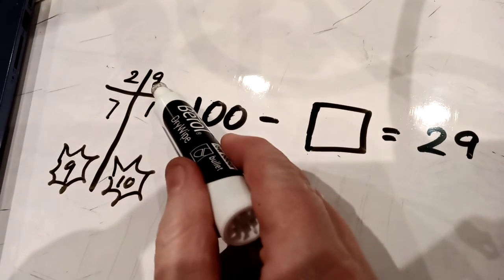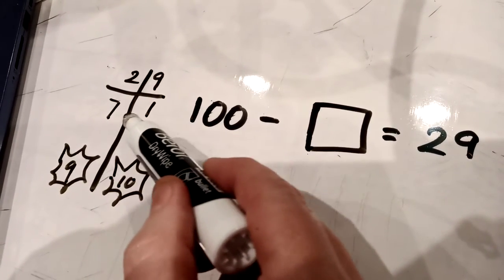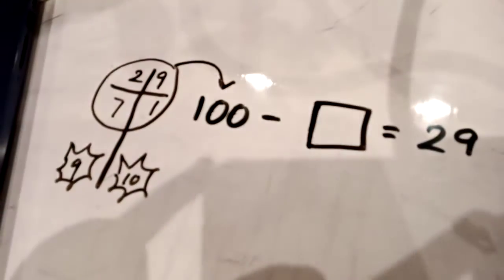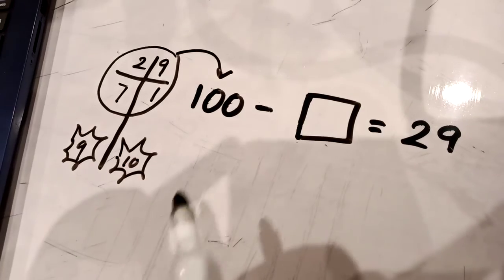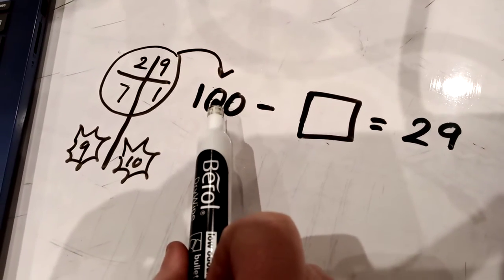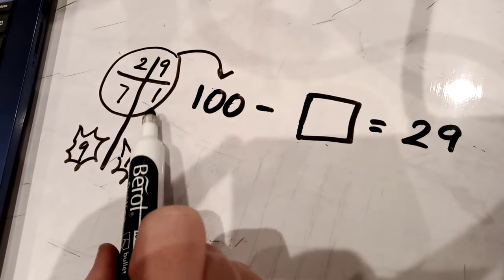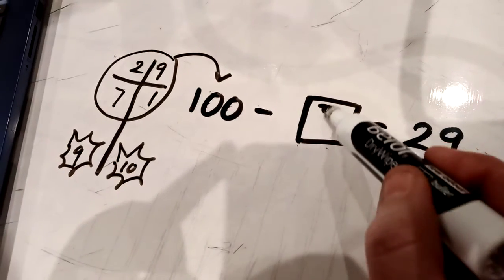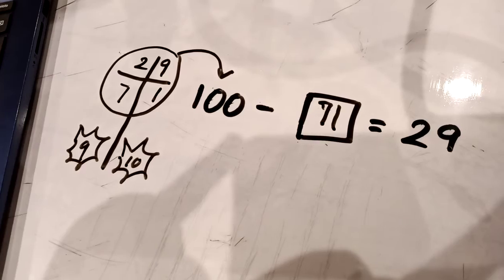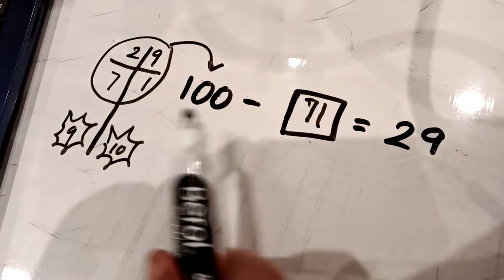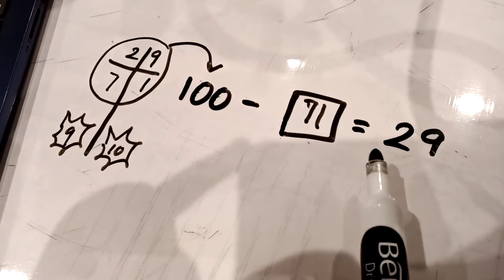So when you put 29 and 71 together, you get 100. Okay, so we've got 100. We've got a 29, which is there. So it must be this one. It must be 71. The 71 must go there. Okay, so we're using the sword method to find the friends to 100.